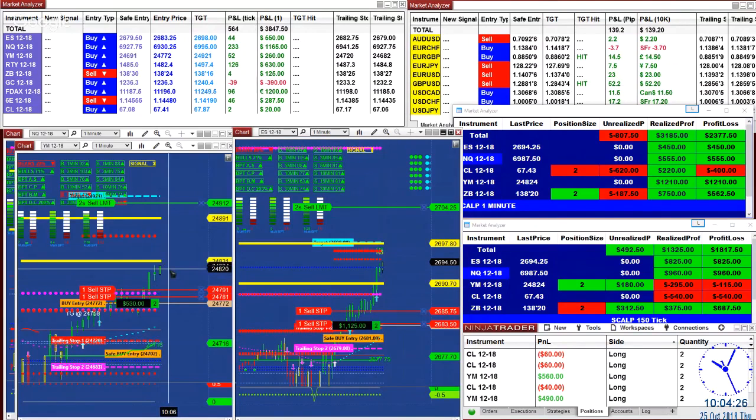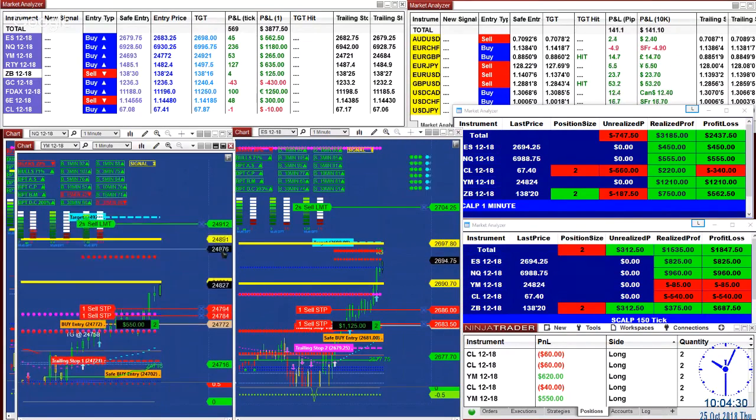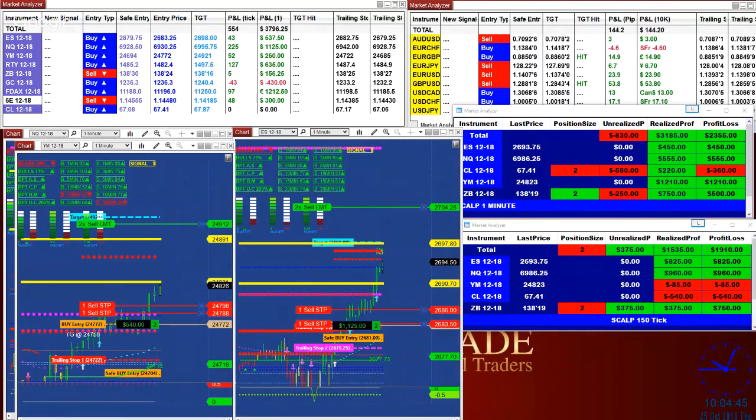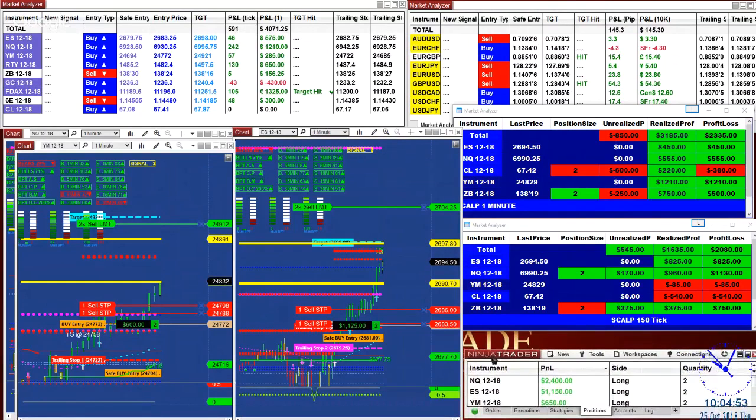Right now we have 569 ticks based on the last entry signal, folks. On the last entry signal, we have 573, and we will be covering also the swing trading. If you give me just 5 minutes.